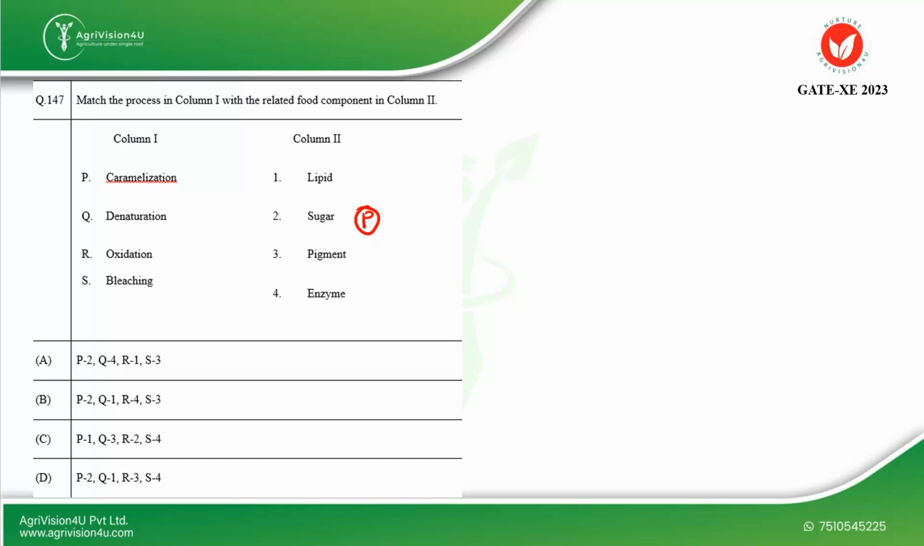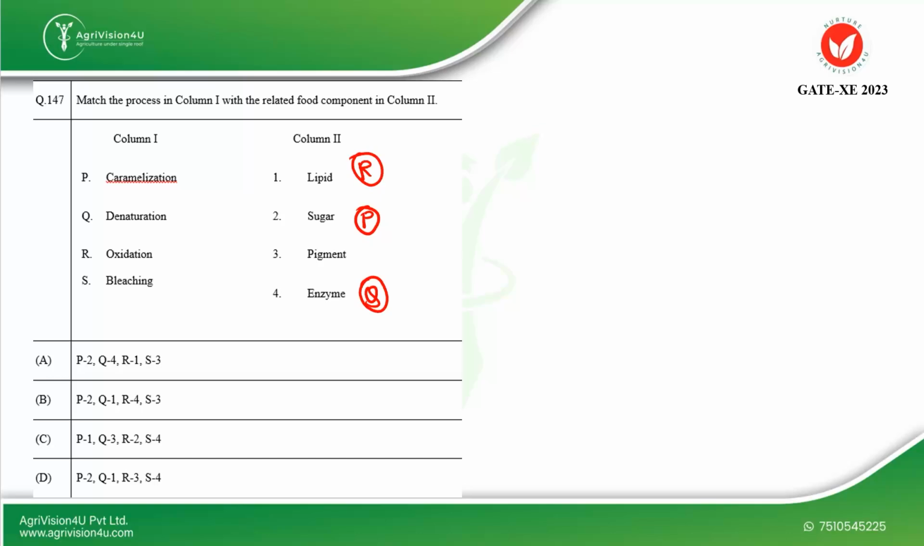Next one, denaturation. Denaturation is a process which involves the disruption of protein structures. Often it is caused by heat or pH changes. So basically denaturation occurs in enzymes. Oxidation. This process involves the reaction of a substance with oxygen. So it leads to changes in color, flavor, and texture. So oxidation is basically for lipids.